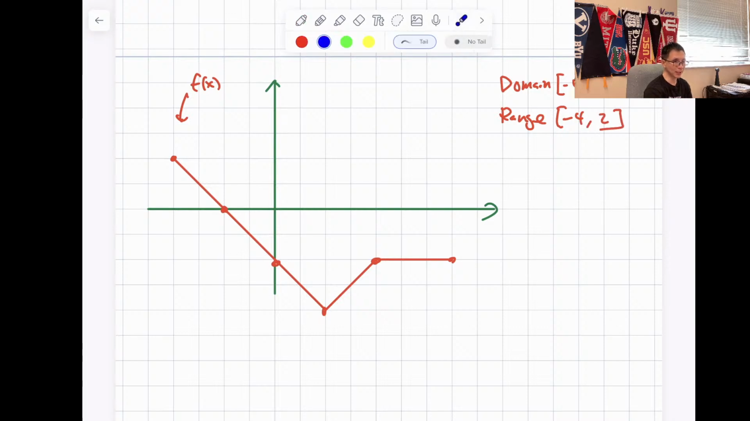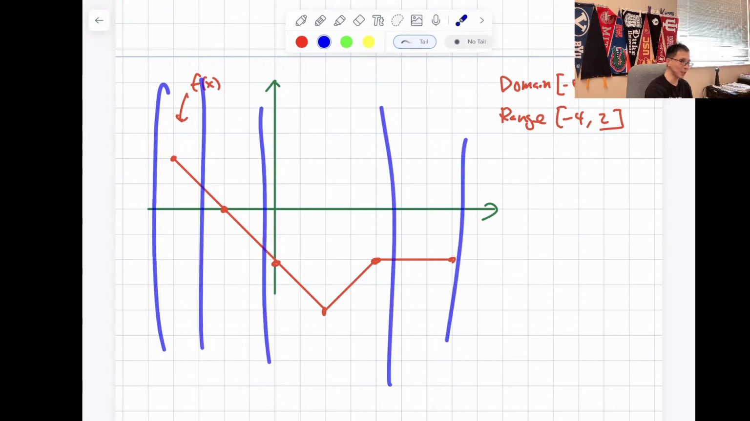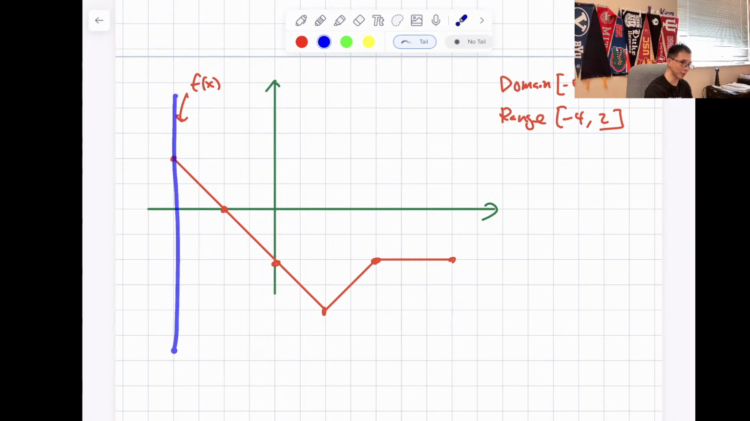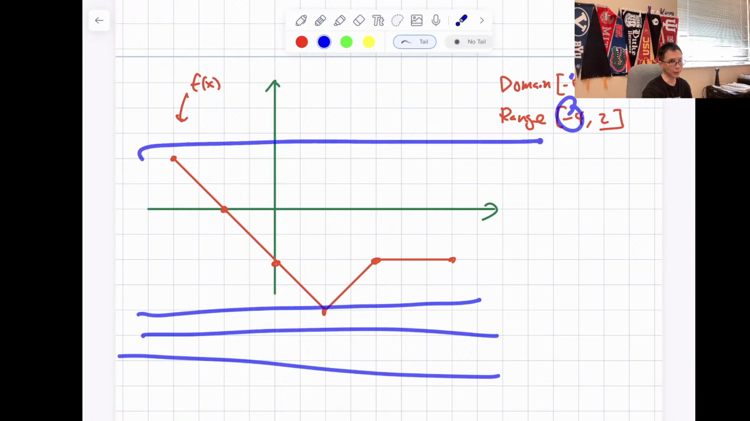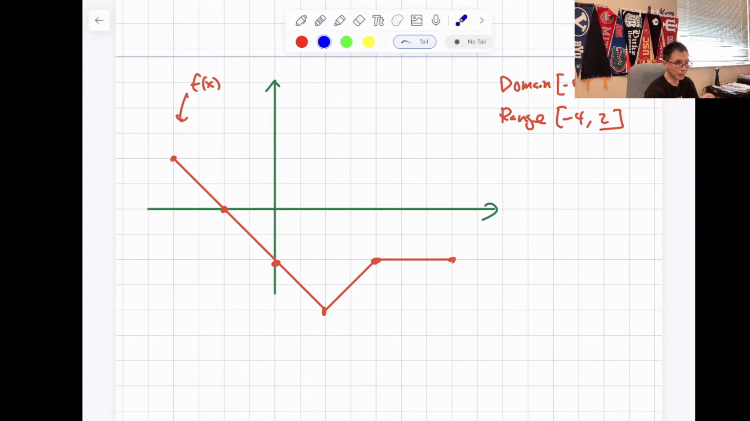Why? Because you're going to scan. For domain, you scan this way, right? The first time you see the first value, this is -4. And the last is 7. Is that okay for domain? Range, you scan from the bottom. The first time you intersect, it's going to be -4, all the way to 2. Is that okay? Now, let's talk about which region is positive.